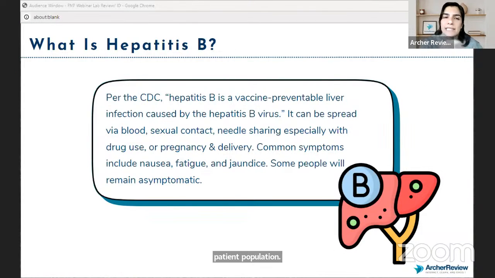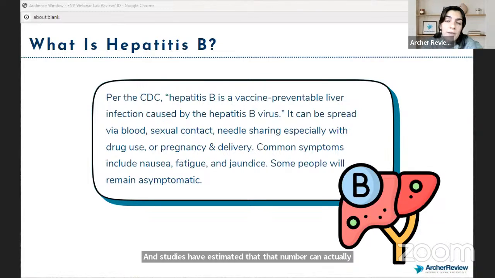So a couple of statistics I wanted to bring to your attention, and that way you can think about, well, maybe I should be screening my patients for Hep B and why it's so important. So approximately 2 million people worldwide have evidence of past or present hepatitis B infection. And of that number, almost 300 million people are chronic carriers. And in the US, it's about 880,000 people living with chronic Hep B, and they don't even know it. And studies have estimated that number can actually be closer to 2.2 million people if you account for all the immigrants coming from endemic countries.